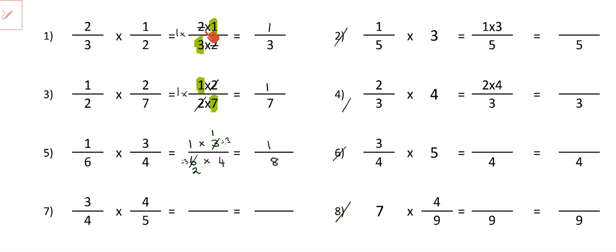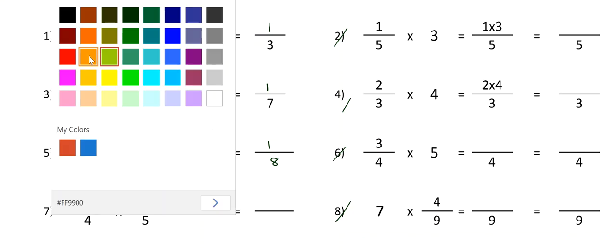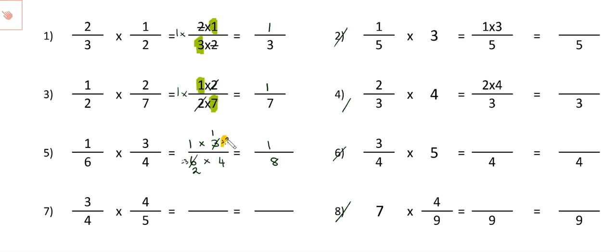Notice this one, those numbers are the same. These two are the same. And this one, they're not the same, but they do have the same common factor. So this is a divide by 3 and a divide by 3. We've divided 3 by 3 and 6 by 3. Then I've got 1 times 1 and 2 times 4.